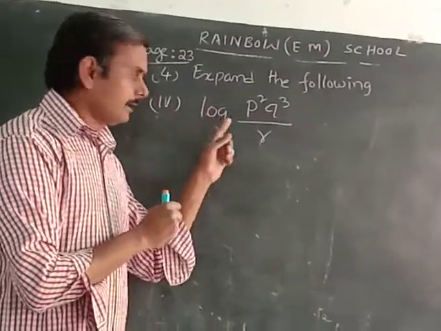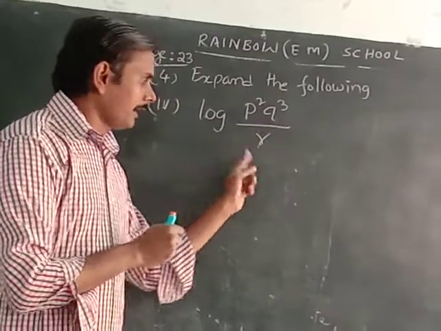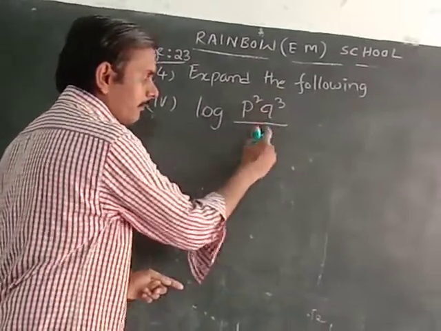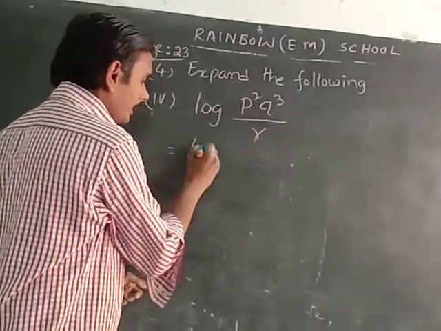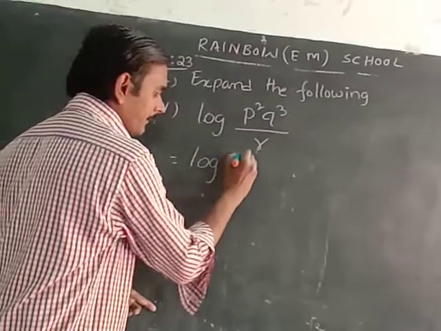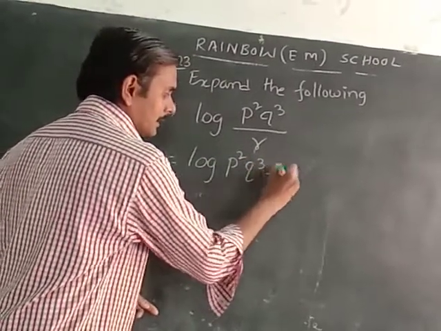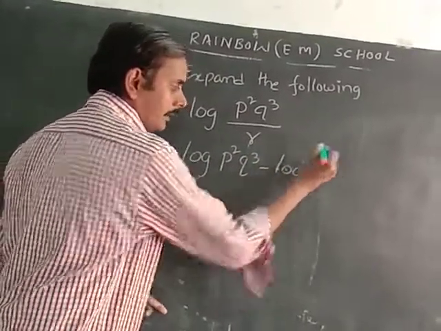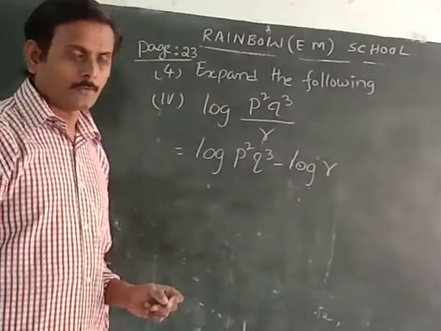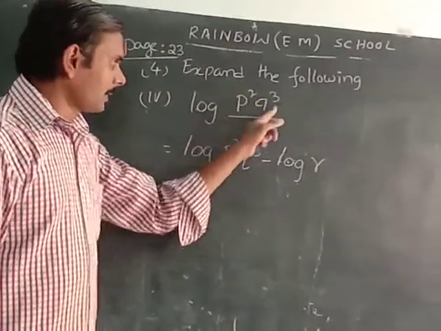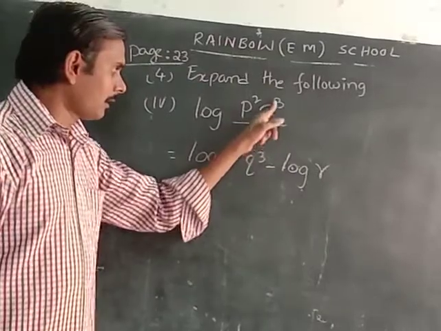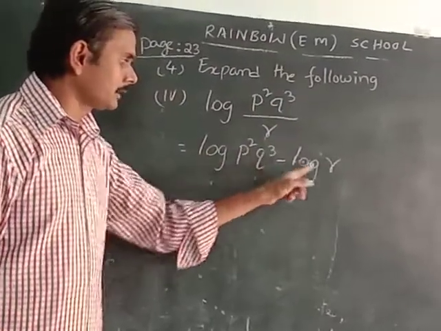We will apply log x by y. Log x by y equals log x minus log y. This total part we take as x, this is y. Log x by y means log x minus log y.